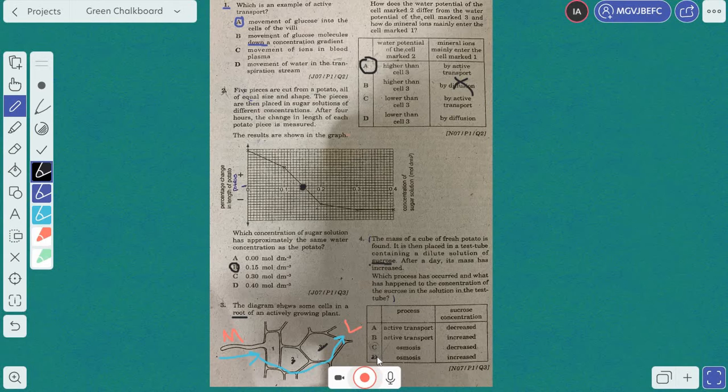Well, it's either C or D, but let's check this part of the question. The sucrose concentration. So it's asking what has happened to the concentration of the sucrose in the solution in the test tube. Well, it has increased. It has increased because water has left the solution, and when water has left the solution, the concentration of the sucrose increases because the amount of sucrose is greater relative to the amount of water molecules, thereby being D.